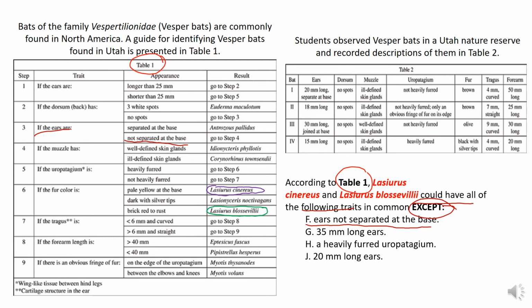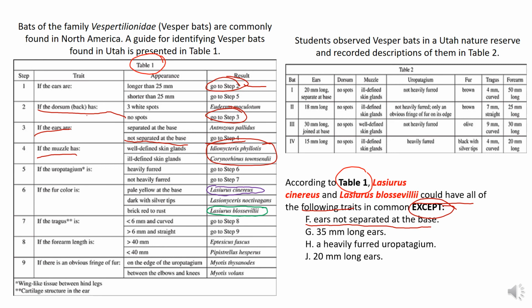longer than 25, go to step 2, right? Step 2 says if the dorsum is black, go to step 3. So here we get to step 3. So we have to follow this order. So step 2 says the dorsum back has no spots. Go to step 3, separate the base, go to step 4. Once we go to step 4, the muzzle has what? Well, these 2 names are not any of the names that we did.